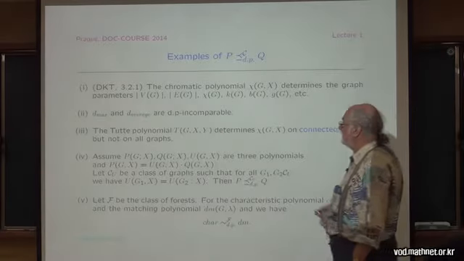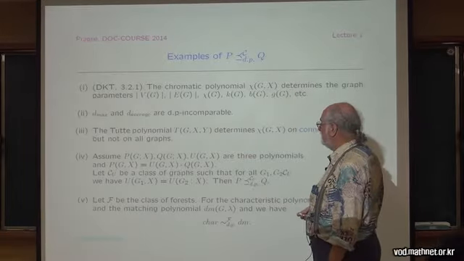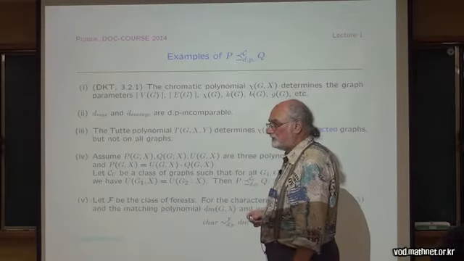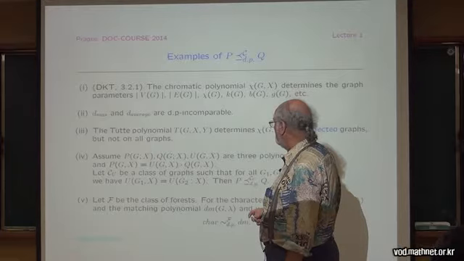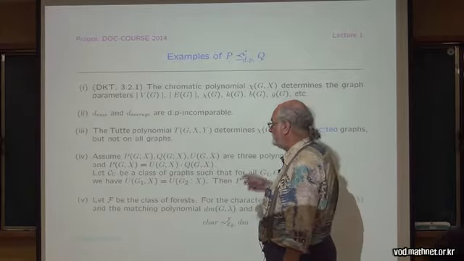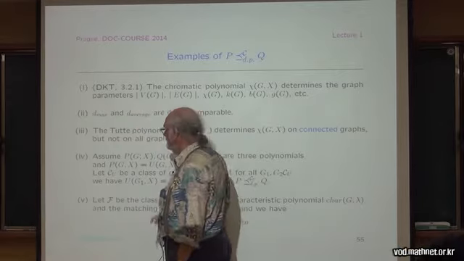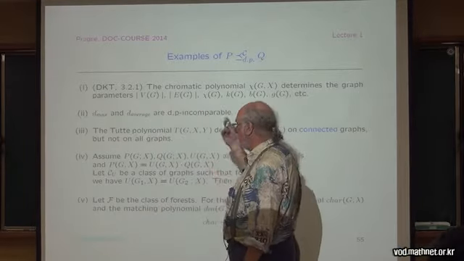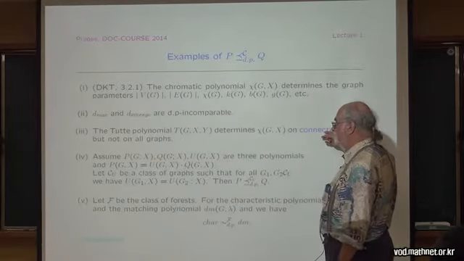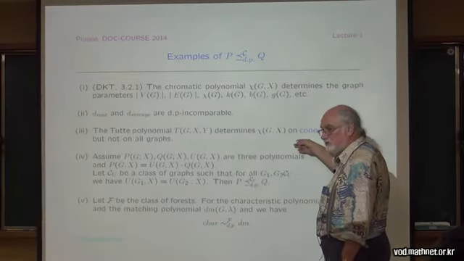And then we have seen the chromatic polynomial determines many things. Now here, D max is the maximal degree, and D average is the average degree of a graph. So if a graph is regular, then D max is just the degree, and the average would also be the same. But in general, they are incomparable. The Tutte polynomial determines the chromatic polynomial on connected graphs, or on two graphs which have the same number of connected components, but not on all graphs.